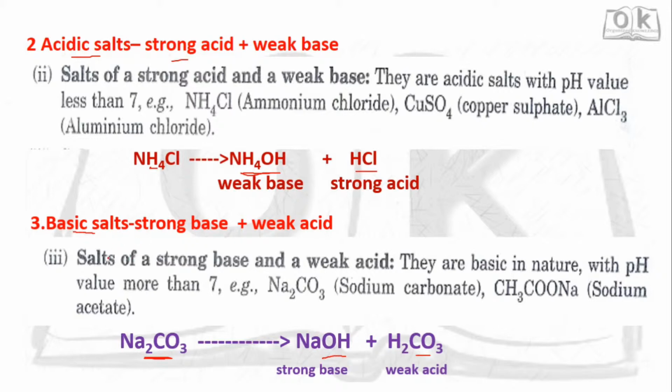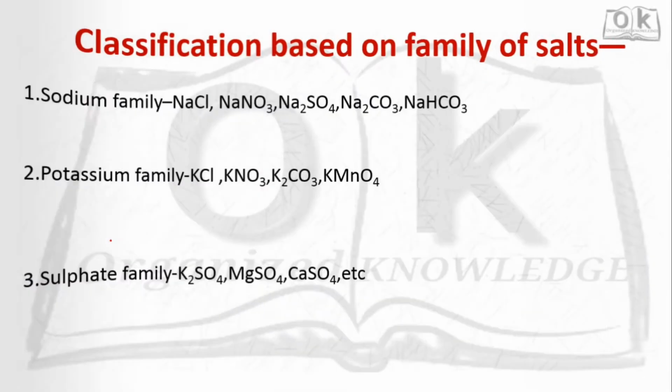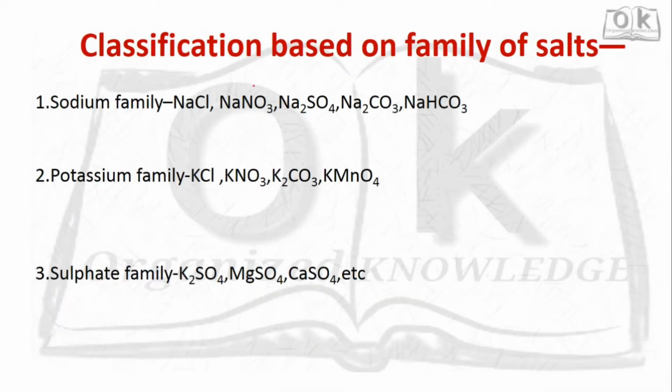And there are some classifications which are based on the family of salt, like sodium family, meaning in which the sodium element is present, that will be the sodium family salts, like sodium chloride, sodium nitrate, sodium sulfate, sodium carbonate, sodium bicarbonate. And potassium family, that is potassium chloride, potassium nitrate, and potassium carbonate, potassium permanganate, KMnO4. Sulfate family, like potassium sulfate, magnesium sulfate, calcium sulfate, etc.